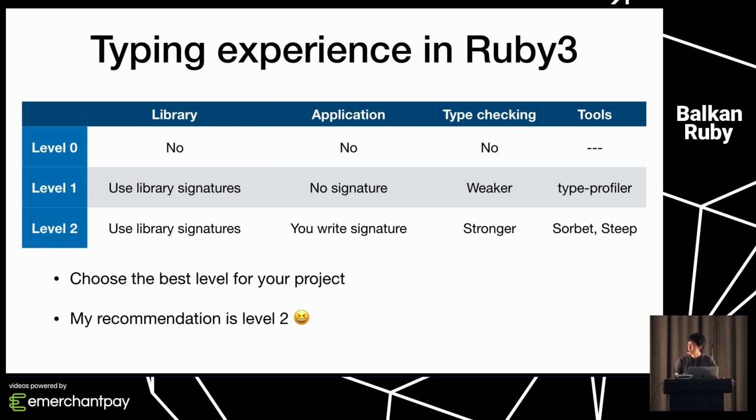And you can choose the best level for your project. Maybe it depends on the size of the project. If your application is small or you don't like type checking, you can stay at level 0. Nothing will be changed. Or maybe you are interested in finding bugs using type checkers, but you don't have the time or resources to write the application signatures, you can try level 1. Or if your team or your project is big enough to allow the investment of writing type signatures for your application, level 2 will detect many problems. It's up to you, but my recommendation is level 2.